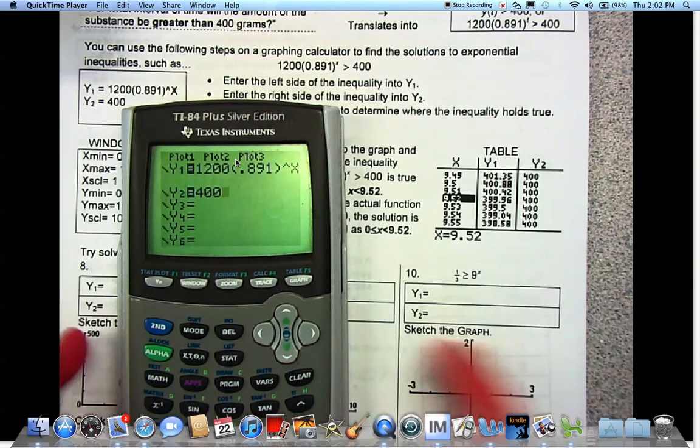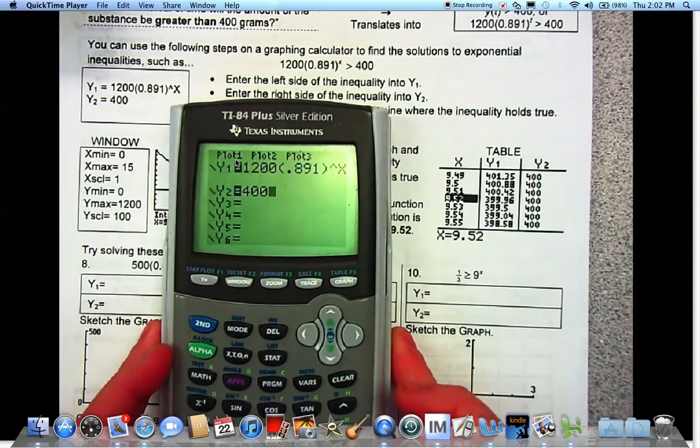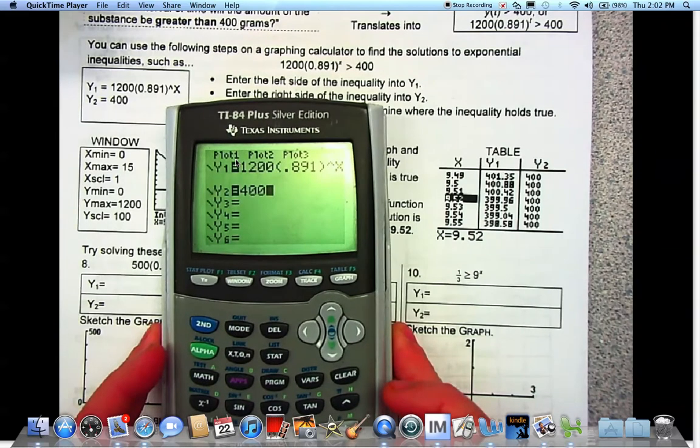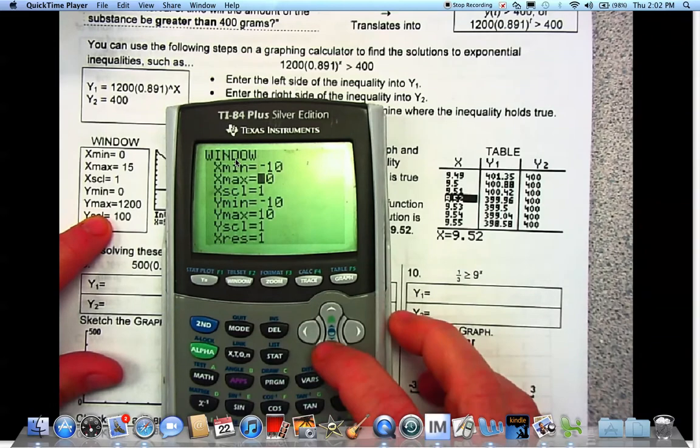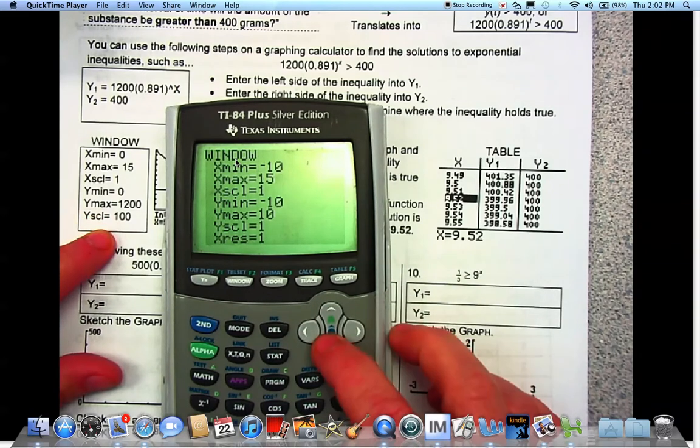We're going to have to change the window because it's not going to show up very well if we use the normal window. So they give you the window right here to change it to. Change it to 15.